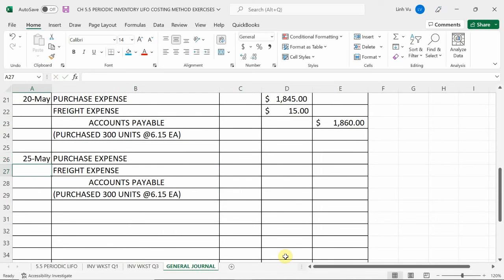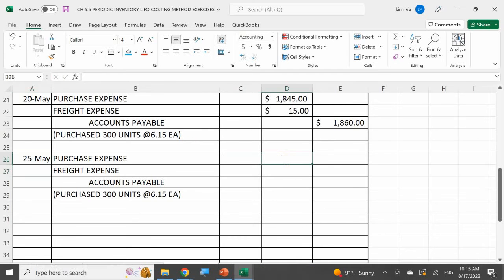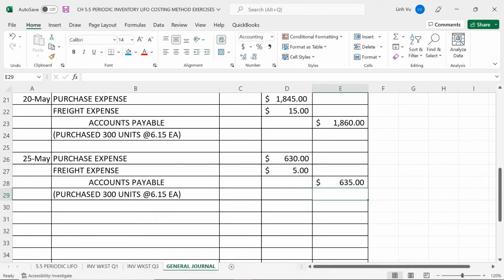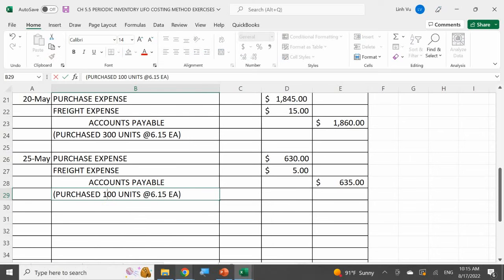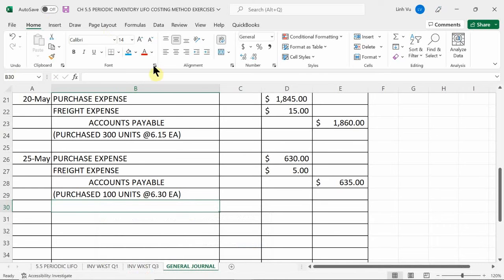So again, if you're going to be using Excel, as you could see, you're generating the information much more quickly. And the ability to copy and paste is also much easier to do too.